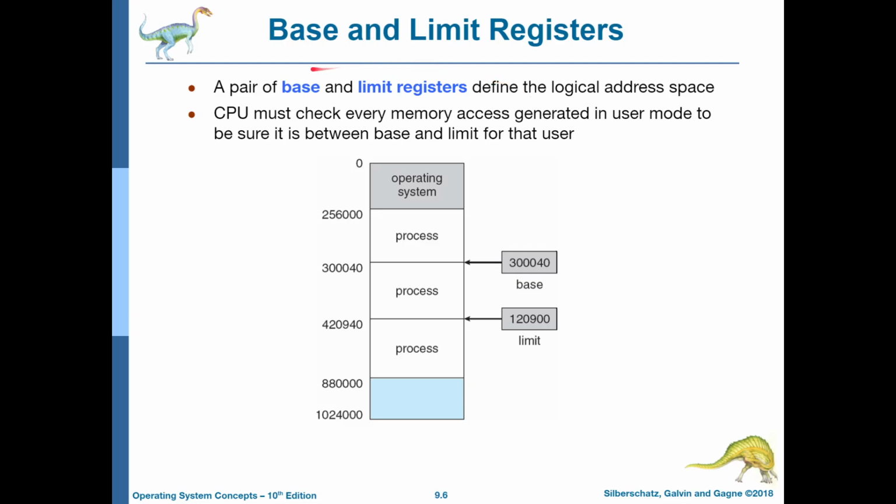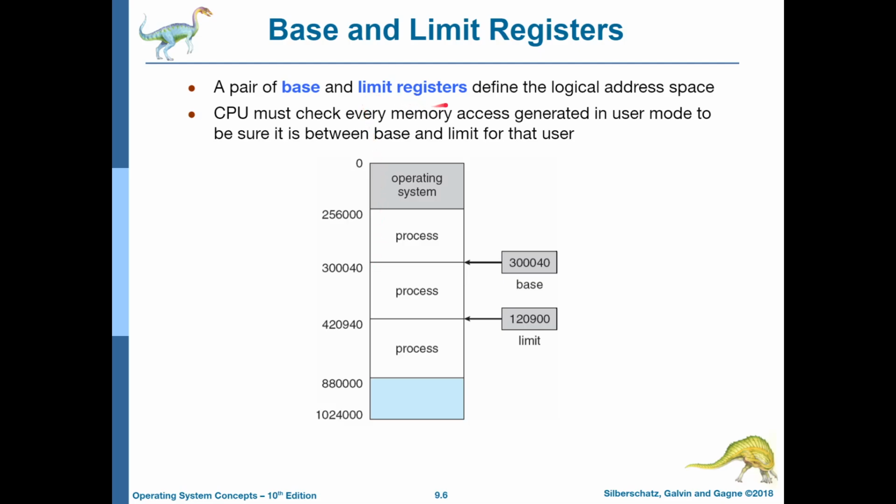One of the ways the protection is handled is using a pair of registers called the base and limit registers. The base register identifies for each process where the process's memory starts. So in our example here, the base register contains the value 300,000, indicating the memory address where the process starts. So this is the beginning of that process's memory.